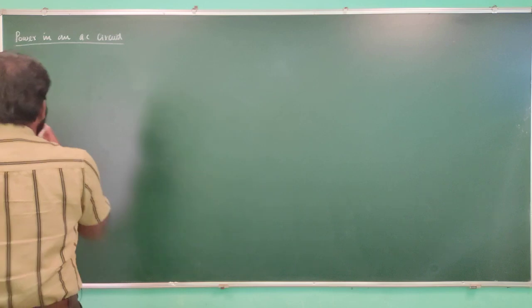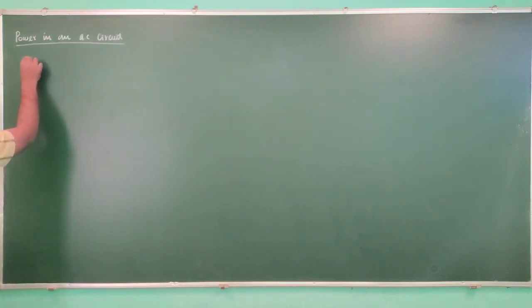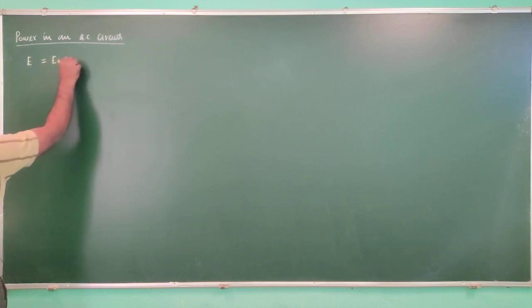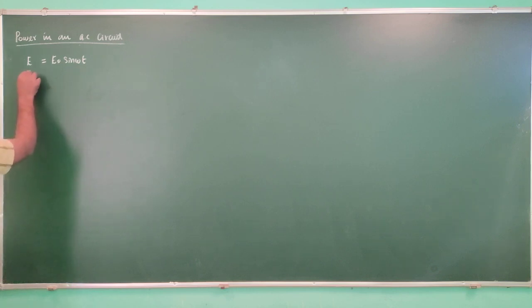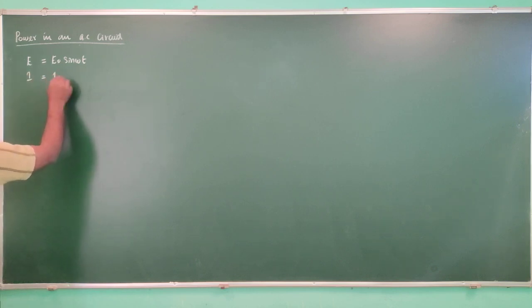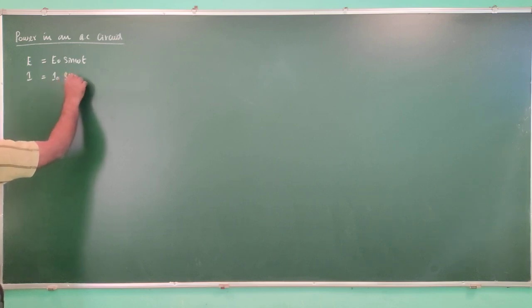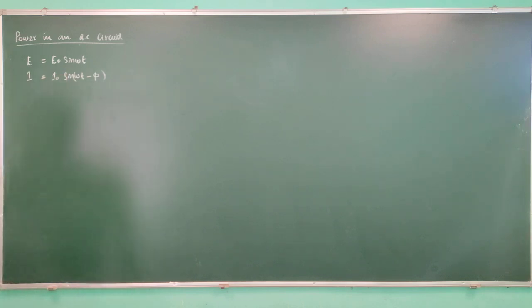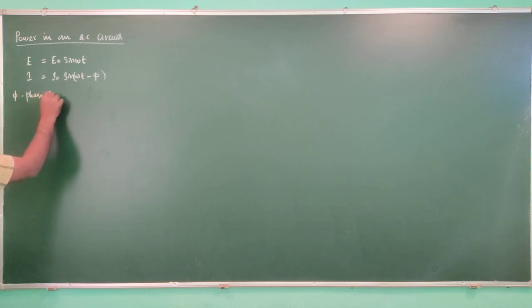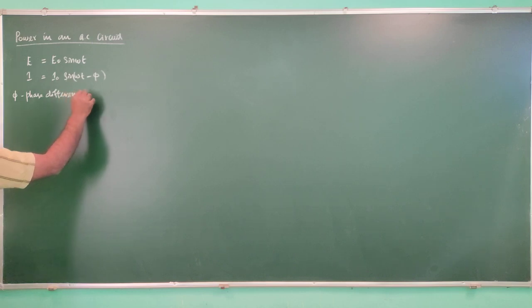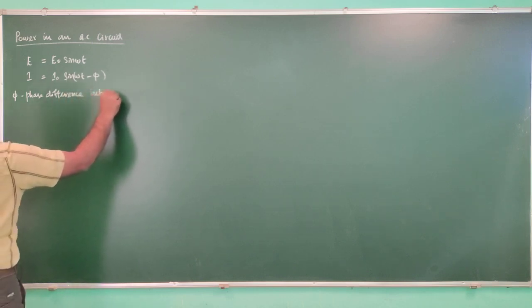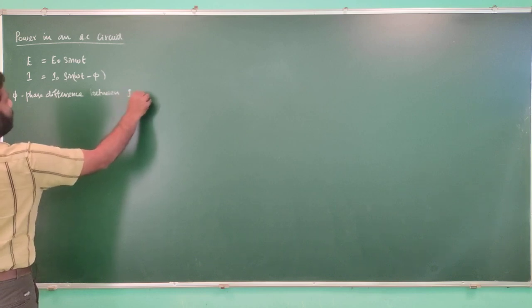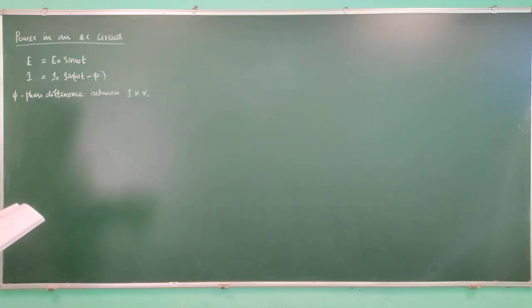So, the expression for voltage in an AC circuit is E equal to E naught sin omega t. The expression for current is I equal to I naught sin omega t minus pi. Here pi is the phase difference between current and voltage in the AC circuit.